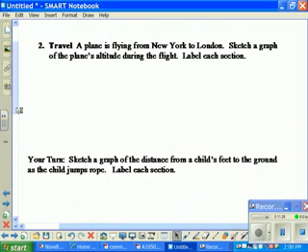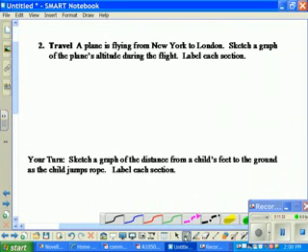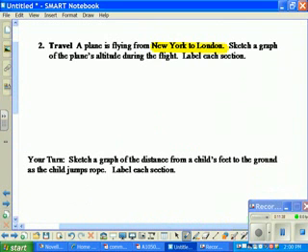All right, so these ones we have to draw for ourselves, right? Travel. A plane is flying from New York to London. Sketch a graph of the plane's altitude during the flight. Label each section. What's altitude? Height. Yeah, it's height in the sky. What's your question, Shannon? Well, this time instead of distance, we're going to use, good.